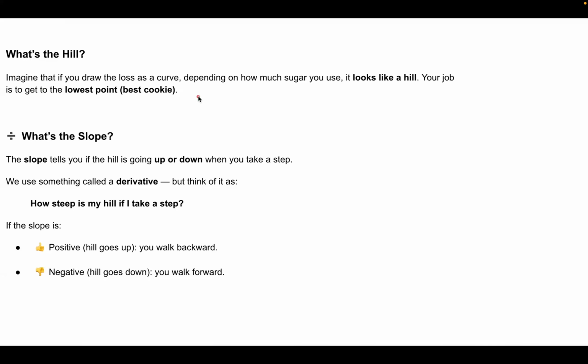Imagine if you draw the loss as a curve, right? So the loss, like those values that we are getting, we draw it as a curve. Like the loss was somewhere around here. Depending on how much sugar you use, it looks like a hill, right? Your job is to get the lowest point. That's the best cookie. So the slope tells you if the hill is going up, or it's going down when you take a step.